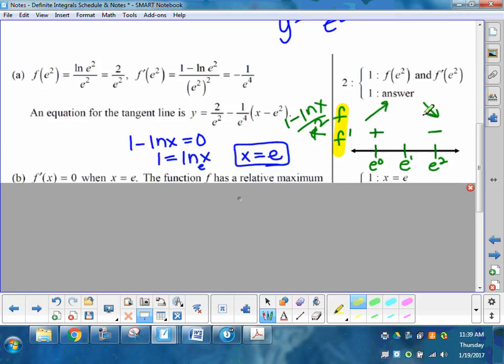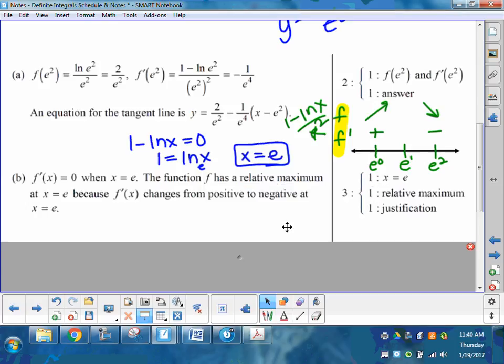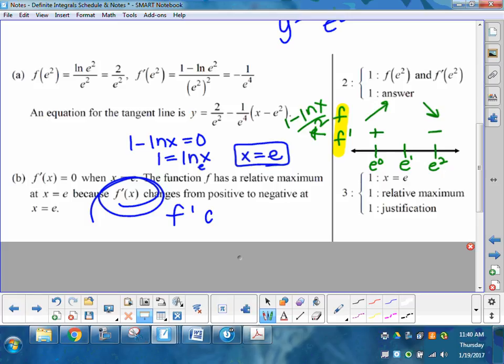See? Now, here's what gets credit. Watch all of this. 3 points. Why? And here's the other part. You can't just give the sign chart. That helps. What's the problem? Some of us are even not doing this. Stop saying it. It's less writing. And you can even say this. F prime goes from plus to minus. That's it.